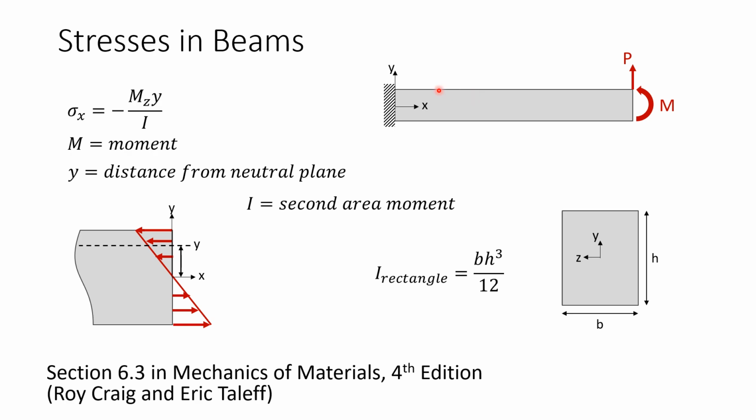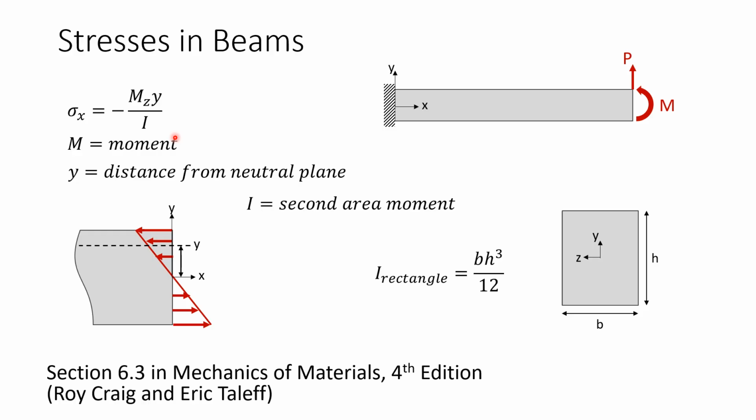These reaction moments create normal stresses along the direction of the beam, which is the x-axis in this case. These normal stresses that are created by a moment are called flexural stresses and can be calculated using our equation that states that the magnitude of our flexural stress is equal to the moment times the distance from the neutral plane in the y direction divided by the second area moment.